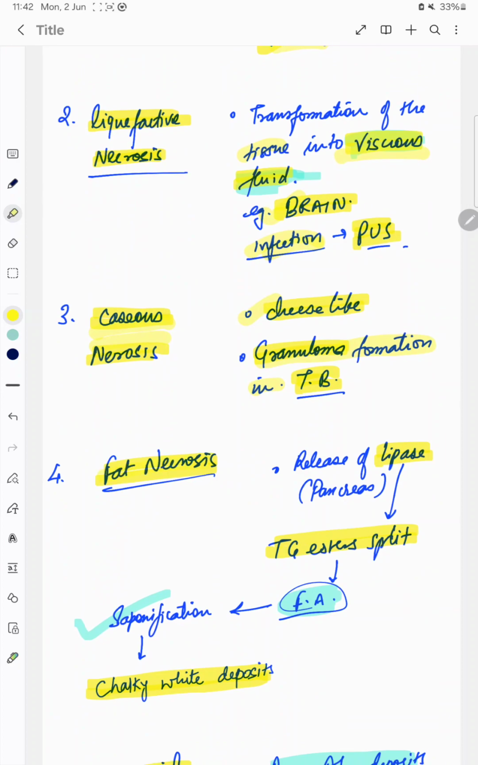The fourth type of necrosis is fat necrosis. This results from the release of lipases, which break down triglyceride esters into fatty acids, and on saponification they result in chalky white deposits.